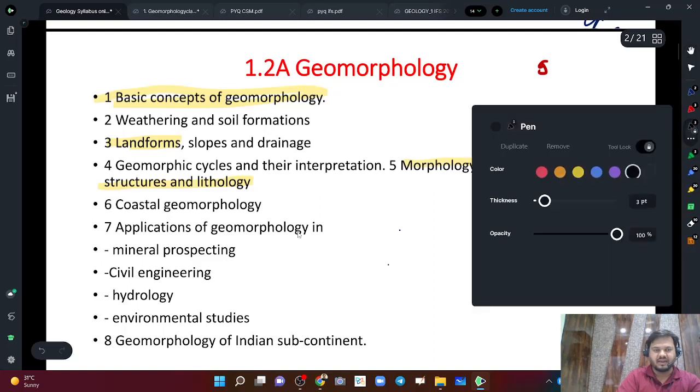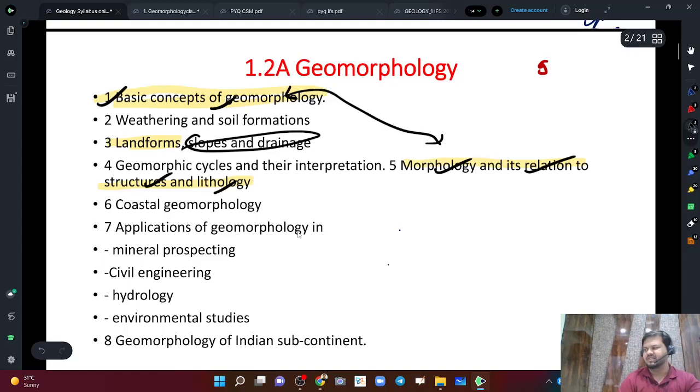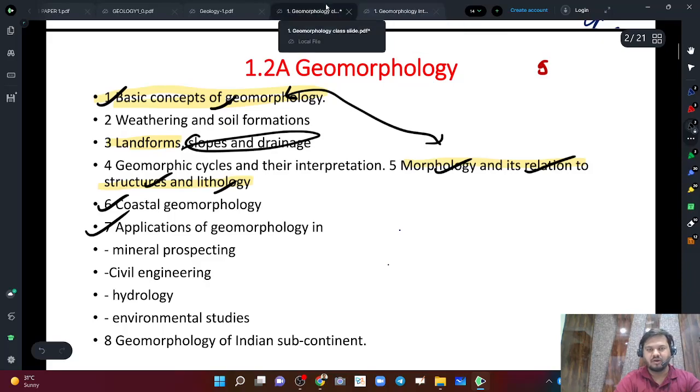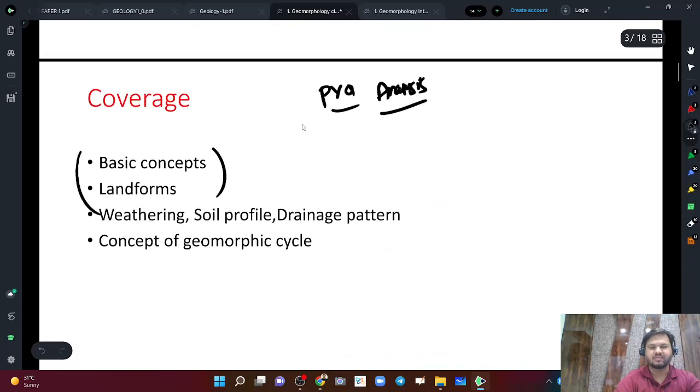Basically, the basic concept of geomorphology and geomorphology and its relation to structure and lithology are the same, and this is also the same. So I have clubbed all these three topics together and we'll study them together. Then there is a specific topic on coastal geomorphology and application of geomorphology. I have written only these four bullet points. We will cover each and every topic of the syllabus, but these are the most important.